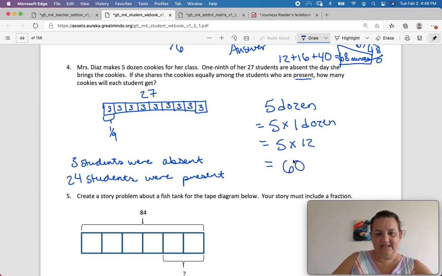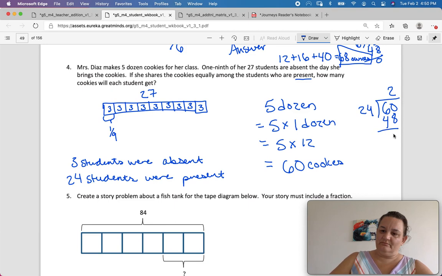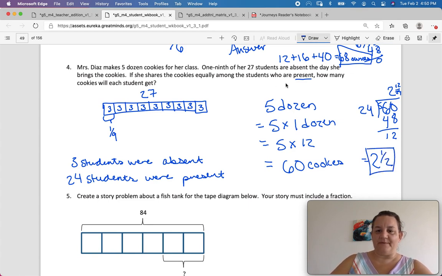Math facts. Okay, so she has 60 cookies. Now she has 24 students to eat them. Now it's just a simple division problem. 60 cookies with 24 students. 24 goes into 60 2 times. 2 times 24 is 48, and I'm going to have a leftover of 12 24ths. So 2 and 12 24ths. But you can also write 2 and 12 24ths as 2 1/2. Right? 2 1/2. So, how many cookies will each student get? 2 1/2 cookies. Don't forget your labels. Cookies.